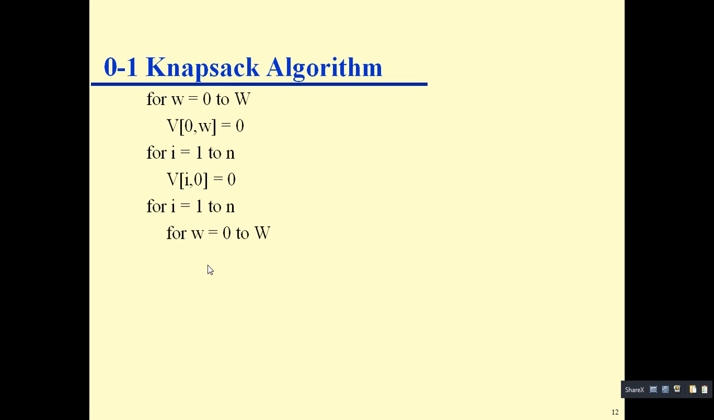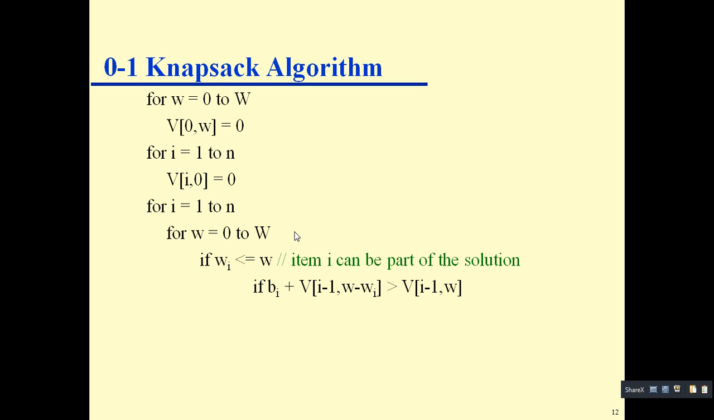Now from the next step onward we shall apply that same recursive formula. If wi is less than or equal to w, it means item i can be a part of the solution. If wi is greater than w, then you have to exclude the ith item. So if wi is less than or equal to w, then again you have to check which one is optimized.